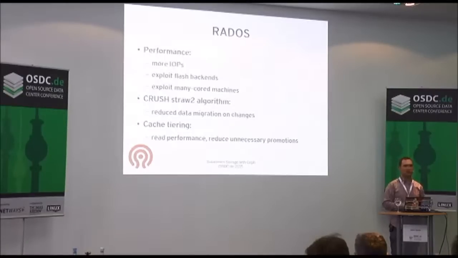There is a new CRUSH setting in Hammer called Straw 2. You don't need to worry too much about that, but that's an incremental improvement on some corner cases where you are adding or removing disks, and you might have been doing more data migration than was otherwise necessary. And cache tiering has a new setting that will allow you to do reads straight through into the erasure-coded tier without having to promote things to the cache tier. So for some workloads where you just periodically need to do a single write of something without taking that hit of promoting it, you can get much better performance now than you could before.